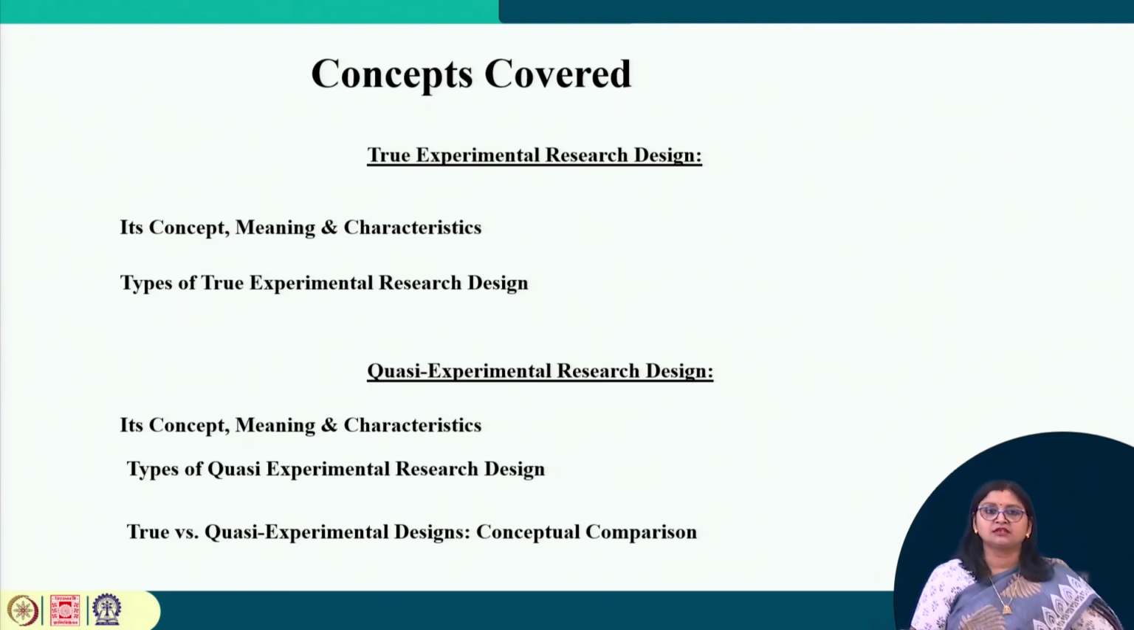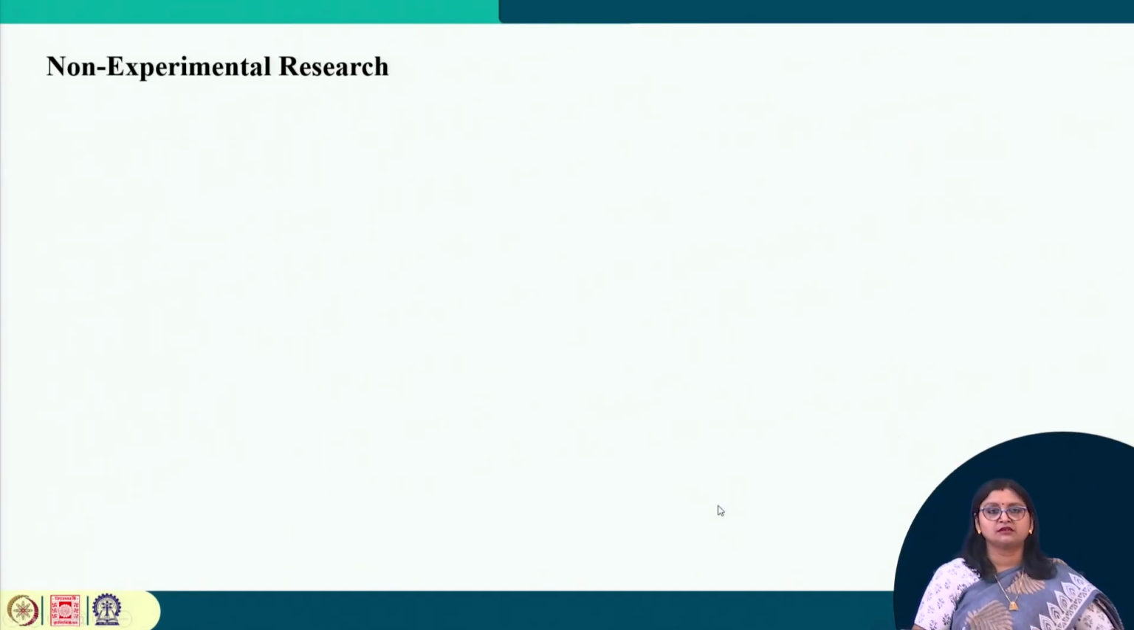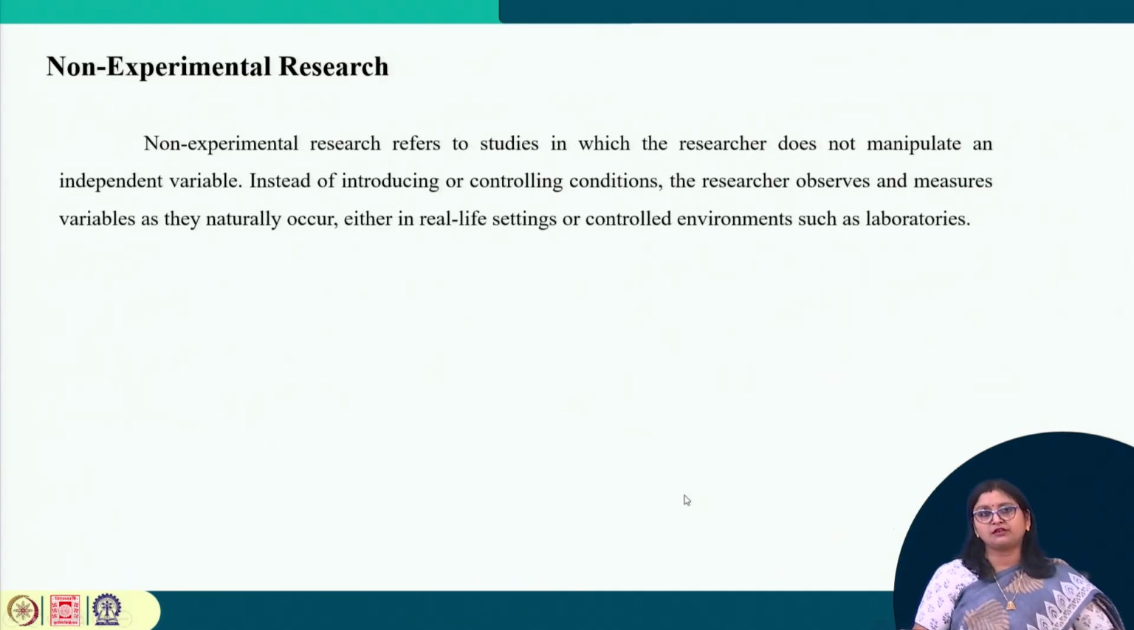We had also tried to understand true versus quasi-experimental design; a conceptual comparison table was there, and I hope you have learned something from that table. Now, we will talk about the non-experimental research design. Non-experimental research refers to studies in which the researcher does not manipulate any independent variable. This is the basic fact about non-experimental research.